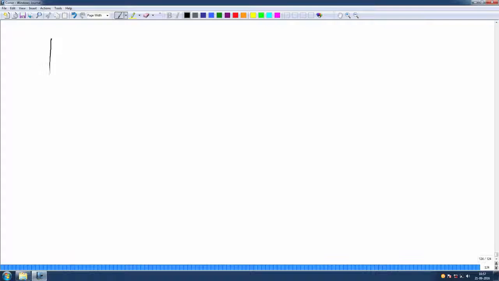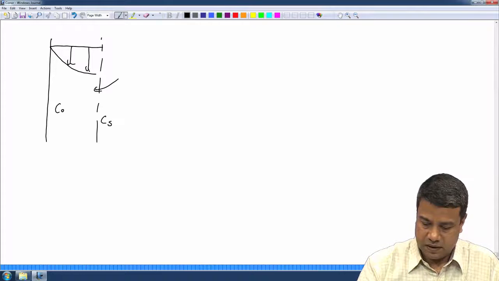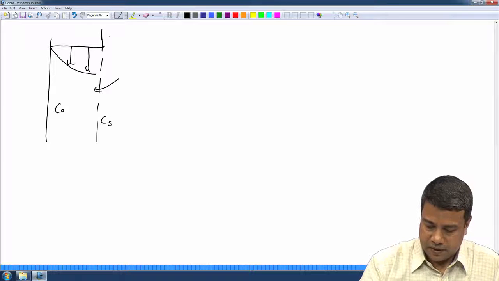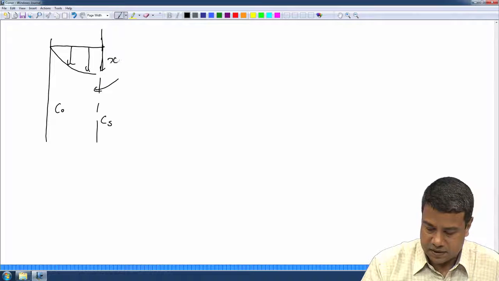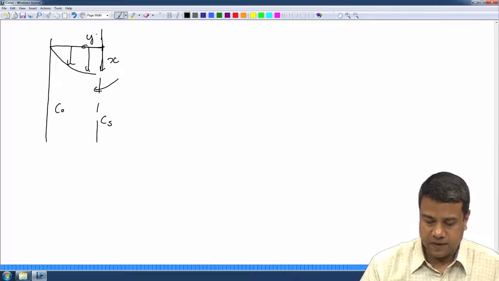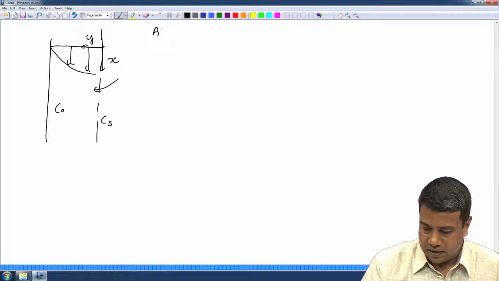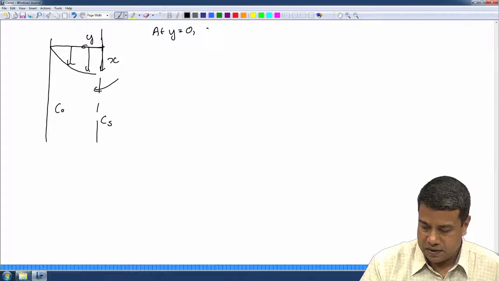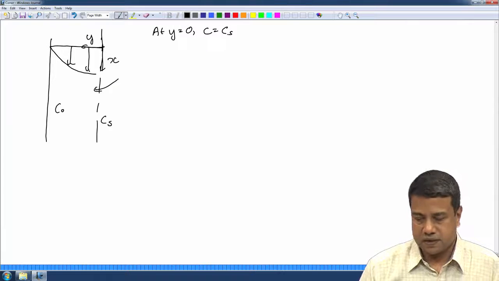We have already seen one such, okay, the flow of a falling film of fluid, okay, into which there is mass transport. Okay. At the surface, the concentration is the solubility, and then I have C naught far from the surface. Okay. And in this case, this is the x coordinate, this is the y coordinate. Okay. So, I have at y is equal to 0, C is equal to the surface concentration.